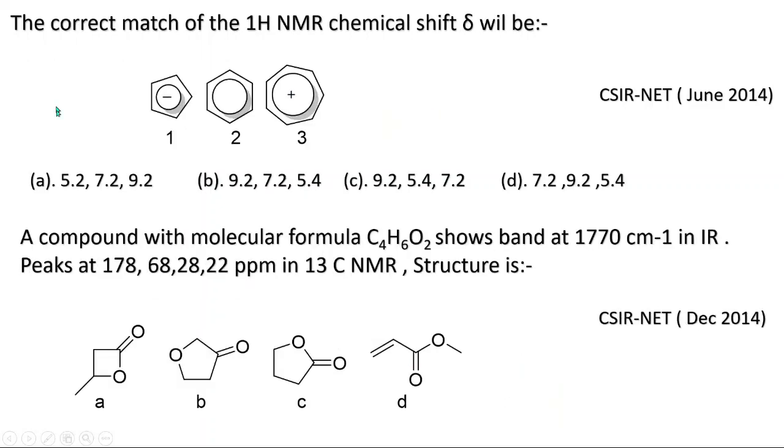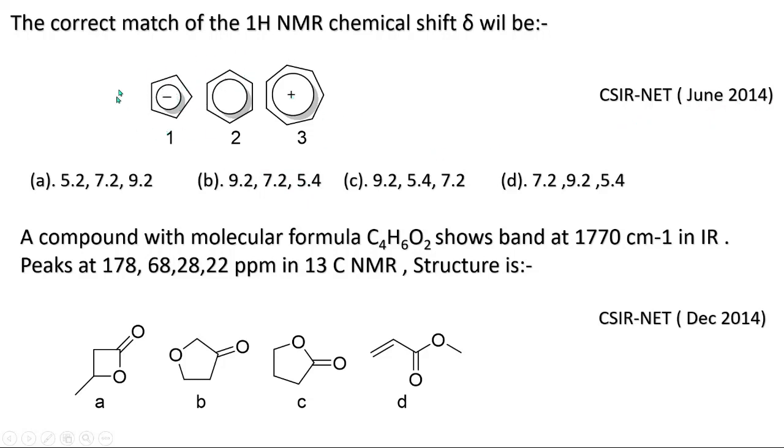Now again this question: the correct match of the 1H NMR chemical shift delta values will be. They have given 3 compounds, and we have to say which compound has which chemical shift value, that means 5.2, 7.2, 9.2, 9.2, 5.4. This was asked in CSIR NET June 2014. So how to solve this problem?